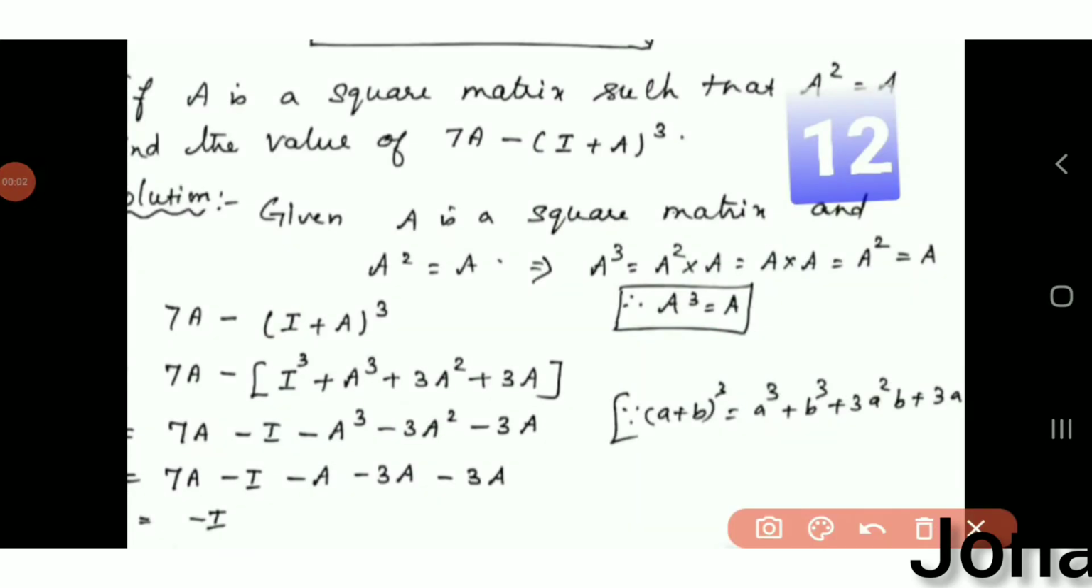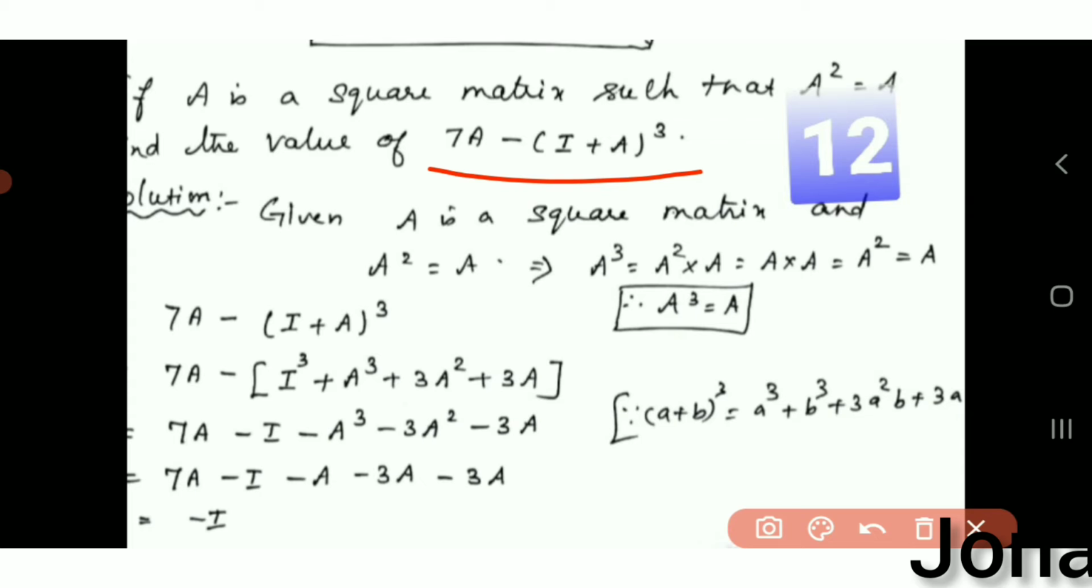12th sum. If A is a square matrix such that A square equal to A, find the value of 7A minus of I plus A the whole cube. Here given A is a square matrix and A square equal to A. Then we want to find the value of 7A minus of I plus A the whole cube.